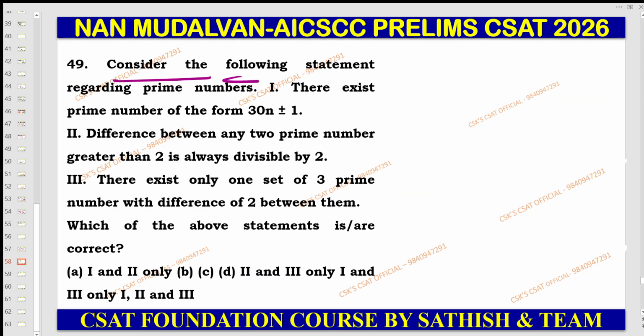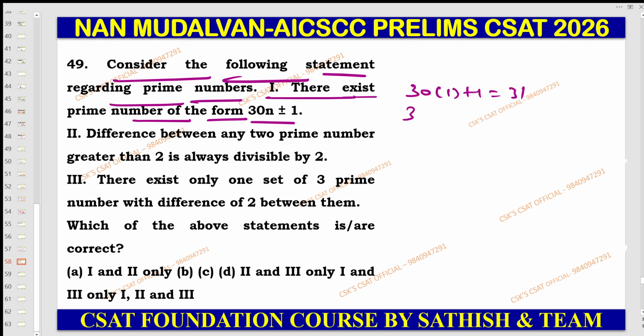Now, consider the following statements regarding the prime number. First one, there exists prime number of the form. Listen, there exists prime number of the form means at least if it gives 1, then you can mark it as correct. There exist. Yes, exist. 31 plus 1, 31. 31 minus 1, 29. There exist in this form. So therefore 1 is correct.